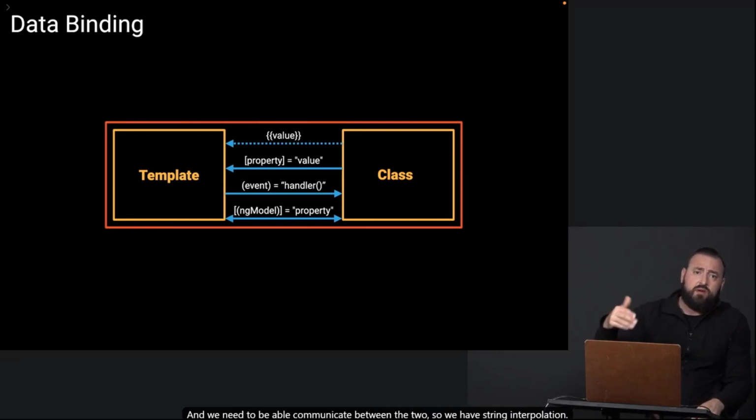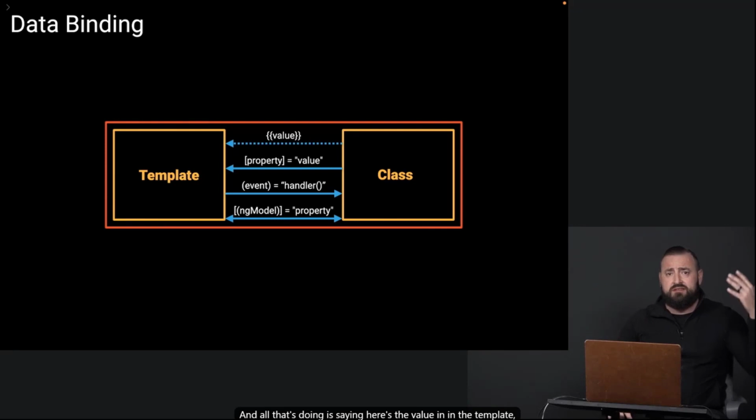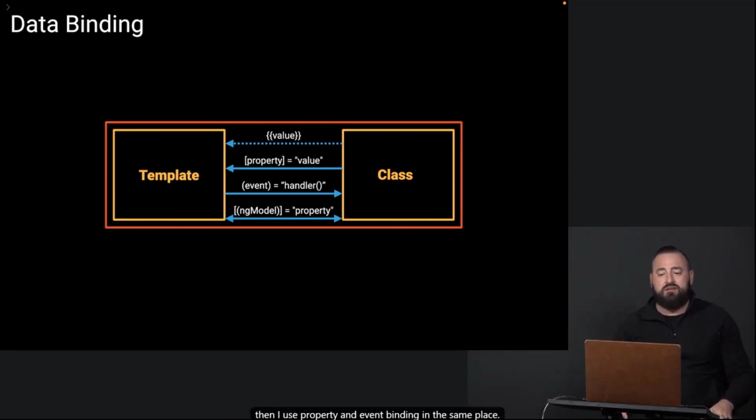between the two. So we have string interpolation, which is your double curly braces, and all that's doing is saying, here's the value, and in the template, it just renders it as a string, and that's as far as it goes. So this is why I've indicated this with a dotted line. Now, if I want to pass a complex value in to a template so that it can be passed on to a child template, or it needs to modify something, then I will use property binding. But if something happens in the template and I want to capture that, then I use event binding. And if I need to put them together, then I use property and event binding in the same place.